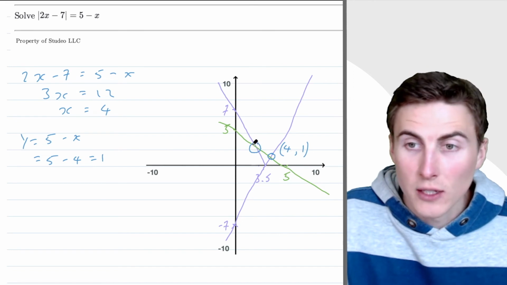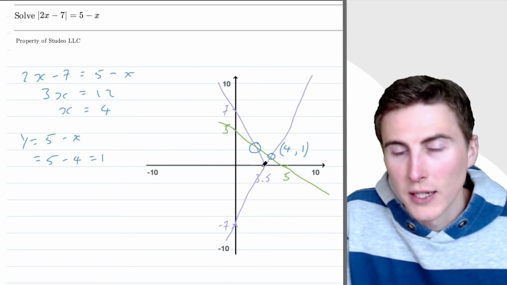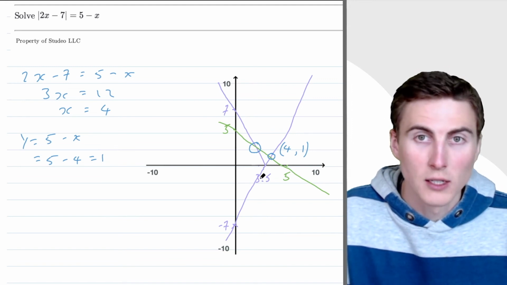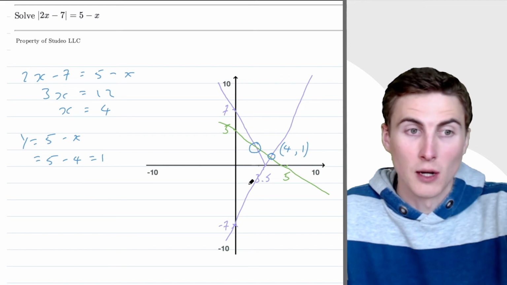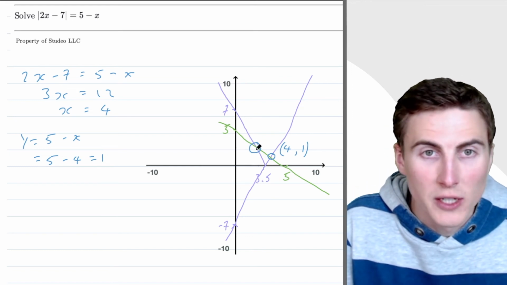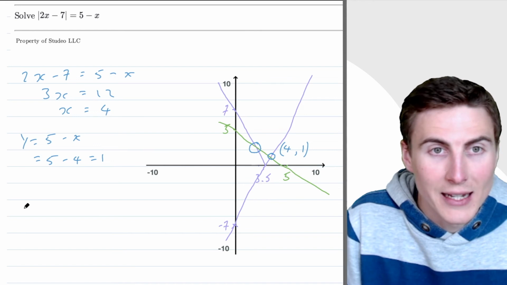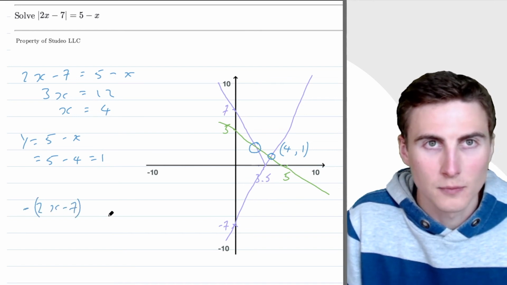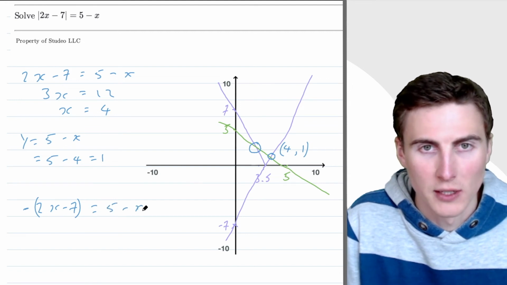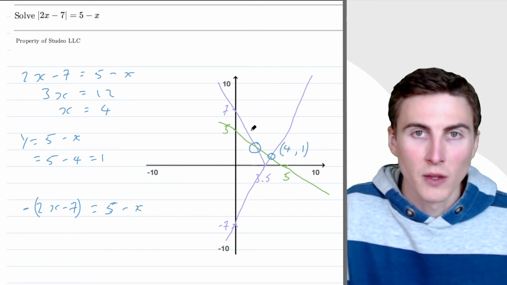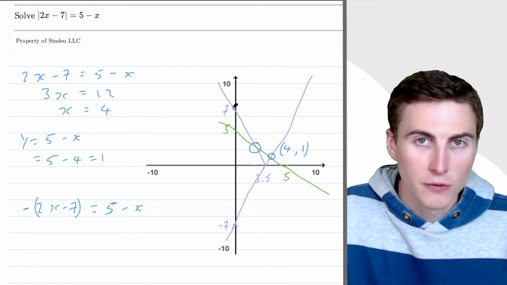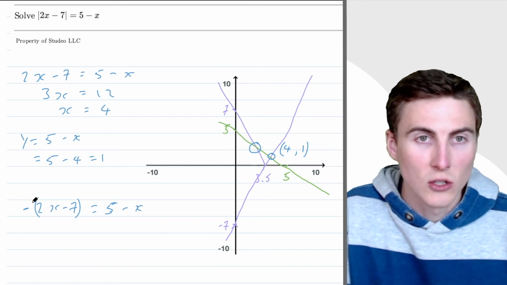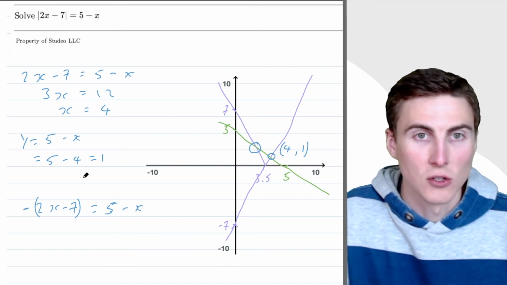To find this solution here, though, if you look at this bit of the purple line, this bit of the line has kind of been modulus, if it makes sense, because this was the original bit of the line. But because of the modulus function, we flipped it up. So to find this solution here, what we have to do is actually take the negative of 2x minus 7 and set that equal to 5 minus x. If the part of the curve that makes the intersection point has been affected by the modulus sign, you take the negative of that modulus function.